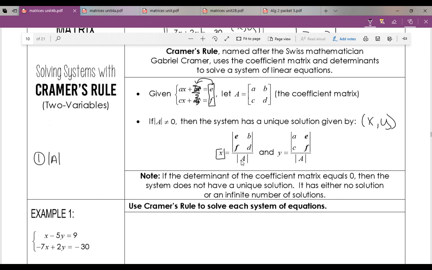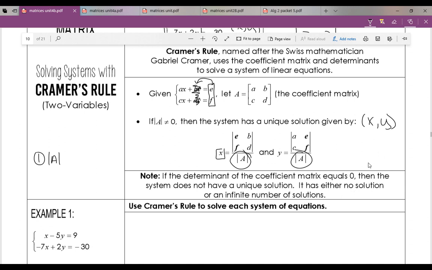All right? So, first thing we're going to do is find the coefficient matrix and identify the determinant, because that decides whether we keep going or not. So we're going to find the value of the denominator. If it's not a 0, we're good to go. If it's a 0, you stop. Okay? If the determinant of the coefficient matrix equals 0, it does not have a unique solution.